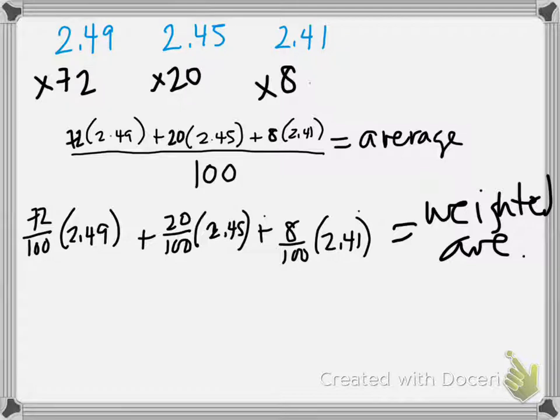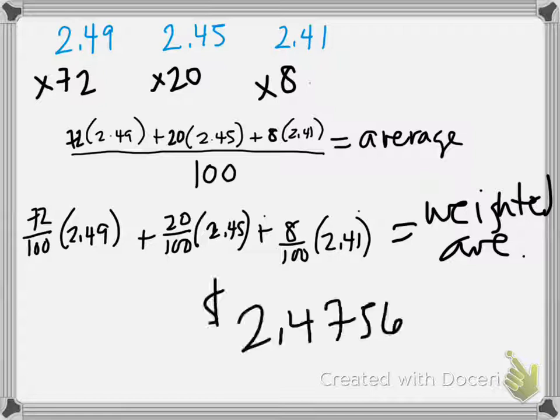It doesn't matter if you have 100 pieces of data or 1 billion pieces of data. You're just looking at the percentage of pieces of data with a given value, and your weighted average is the value times the percentage of your data that has that value. So, 0.72 times 2.49 plus 0.2 times 2.45 plus parentheses 0.08, be careful, times 2.41. What do you get for your weighted average?